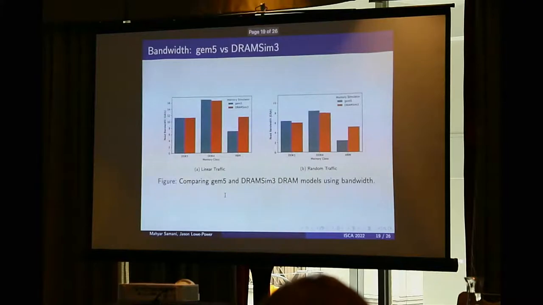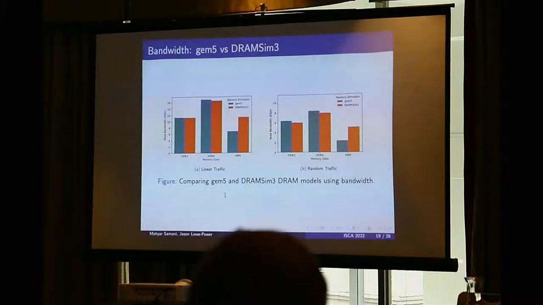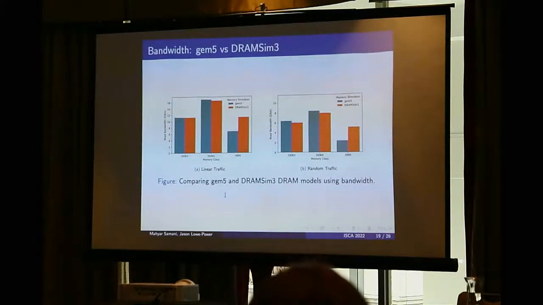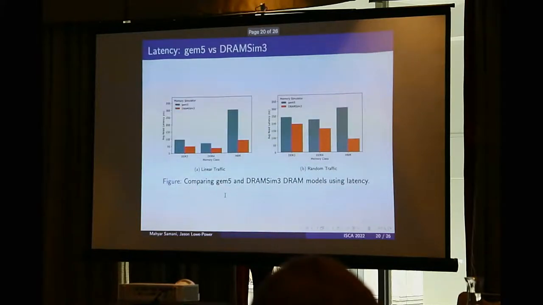So let's look at bandwidth results. As you can see, DDR4 and DDR3 give us similar results under both linear and random traffic, which are both the worst and best cases of our experiments. You can see that HBM shows a very significant difference between Gem5 and DRAMSim3, and we're not going to talk about that. When it comes to latency, however, there is a noticeable difference between Gem5 and DRAMSim3.